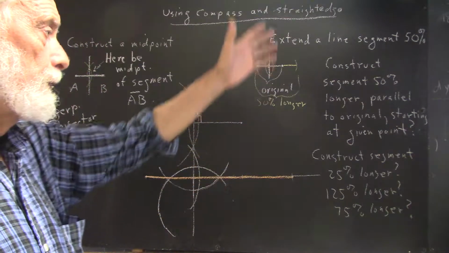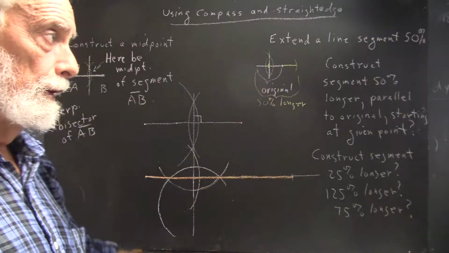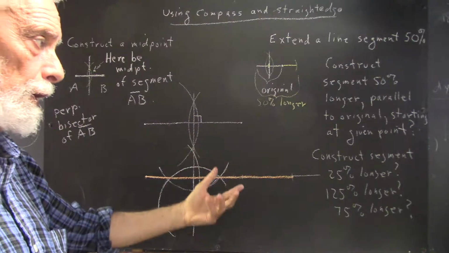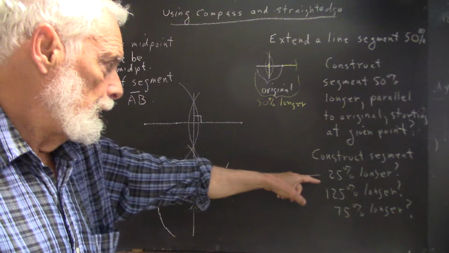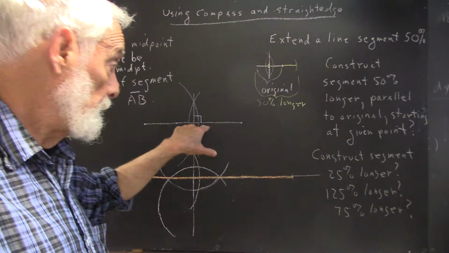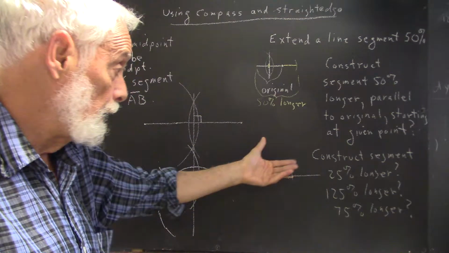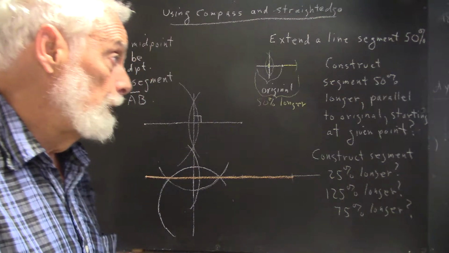So we've established that we can construct a segment 50% longer, parallel to the original, starting at any given point. Now you might want to think ahead, how are we going to do a line that's 25% longer than this one, or 125% longer, or 75% longer?